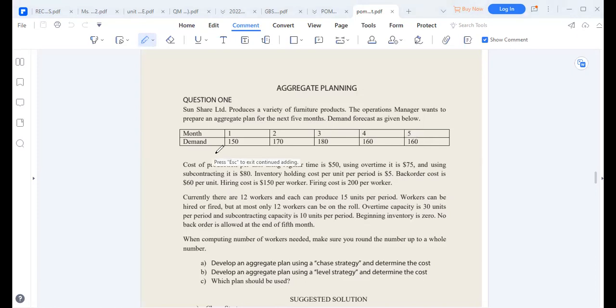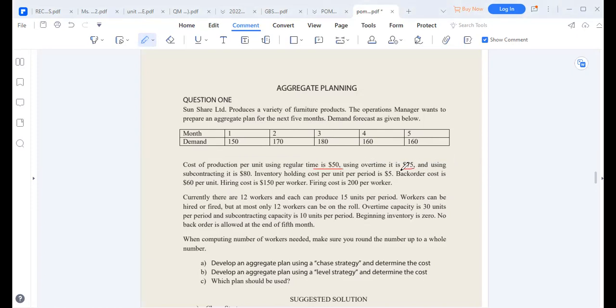So from month 1 to month 5, we have the demand of 150, the demand of 170, the demand of 180, the demand of 160, and demand of 160 again. The cost of production per unit using regular time, which is also called the straight time, is $50.